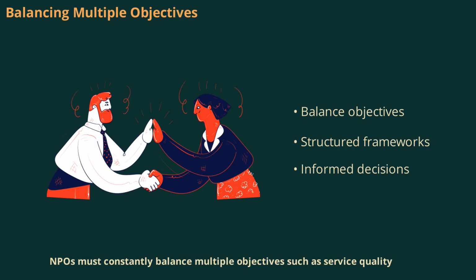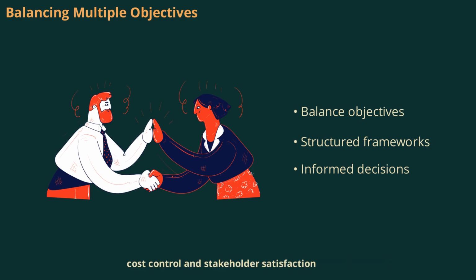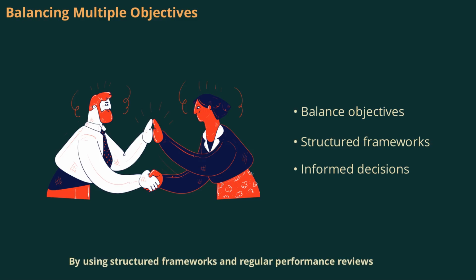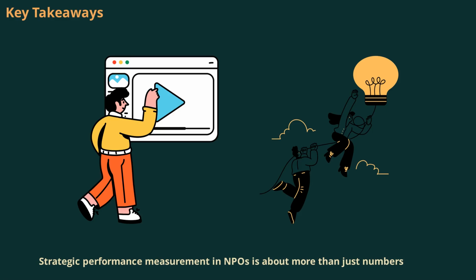NPOs must constantly balance multiple objectives such as service quality, cost control, and stakeholder satisfaction. By using structured frameworks and regular performance reviews, organizations can make informed decisions that align with their mission and maximize their positive impact. Strategic performance measurement in NPOs is about more than just numbers. It's about ensuring that every resource is used to create real, lasting change.